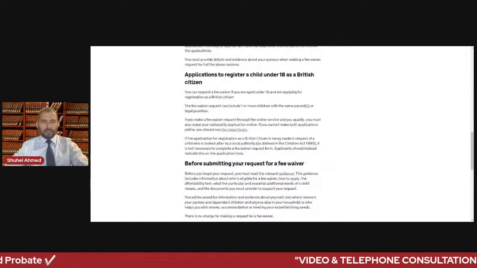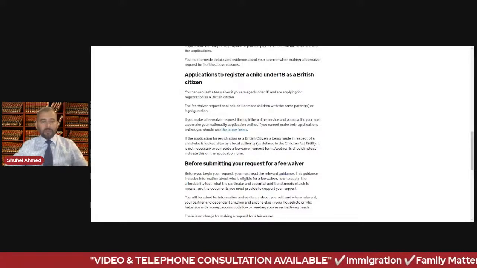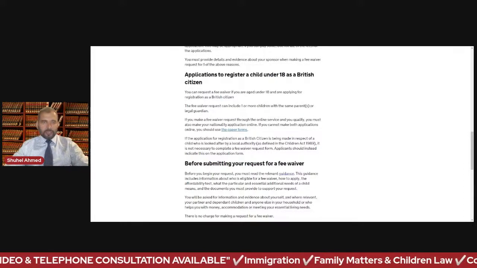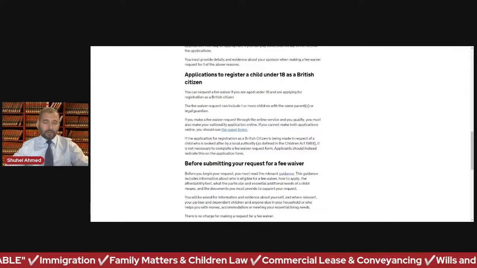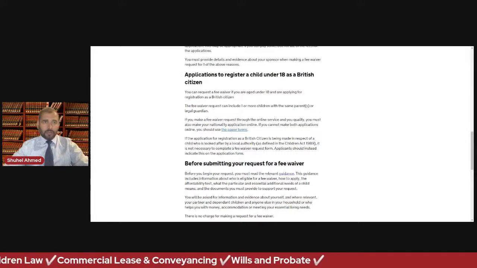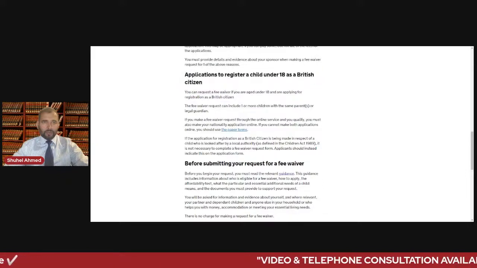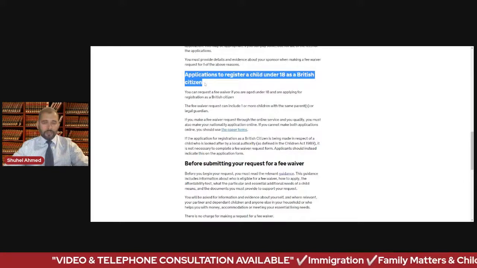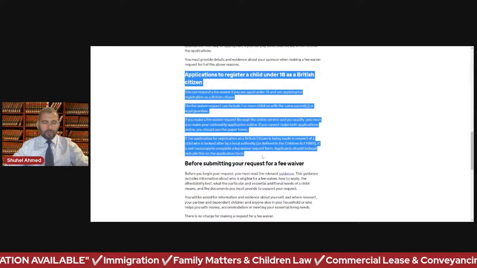It's really surprising to many of you that if you make an application for British nationality for a child, which is nearly £1,330 or £1,000 something, you need to pay the Home Office fee. However, your child could become a British national without paying the Home Office fee. So I'll speak about three circumstances: one for British nationality, the second one for leave to enter, and the third one for leave to remain.